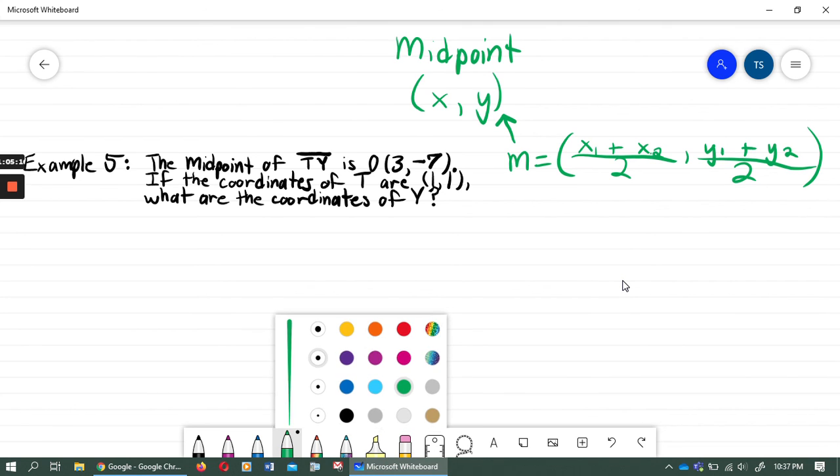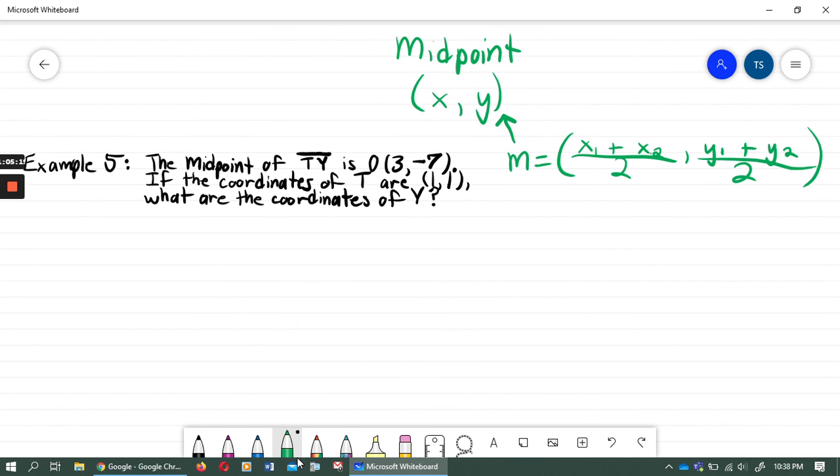Guys, if you want a visual with that, and you really don't have to have a visual with it, but if you just want a little visual, fine. But again, you should know and remember how to do that. So you got a segment TY here, and the midpoint of that is supposed to be what? It spells toy. Okay, and it says the midpoint is (3, -7).